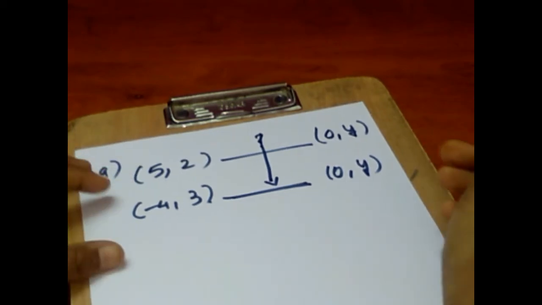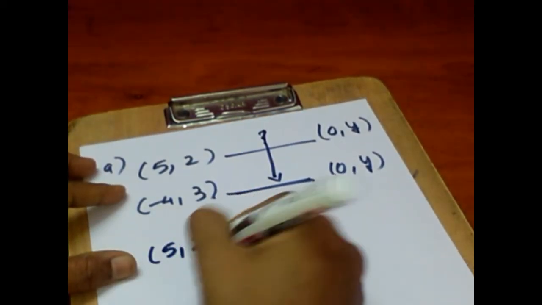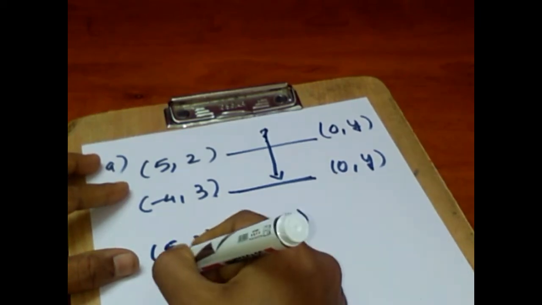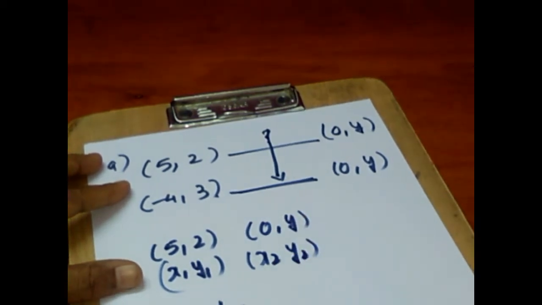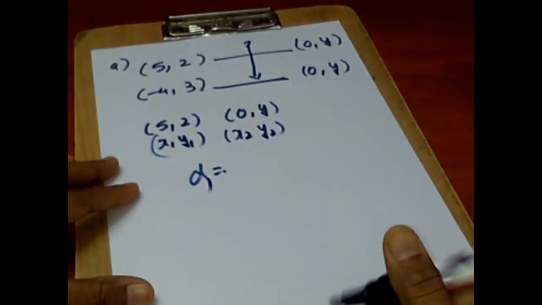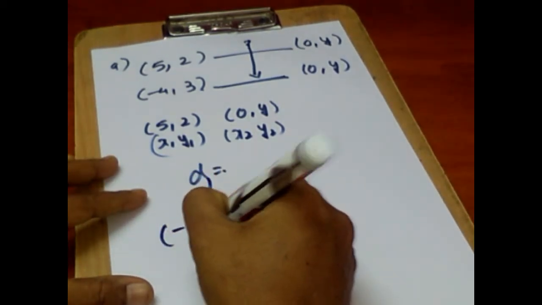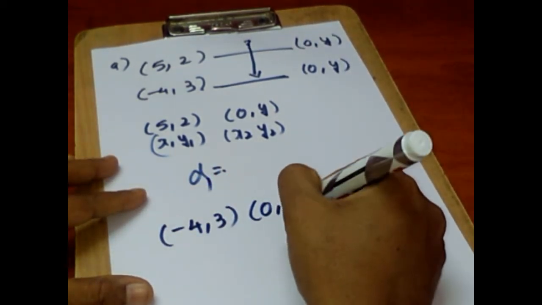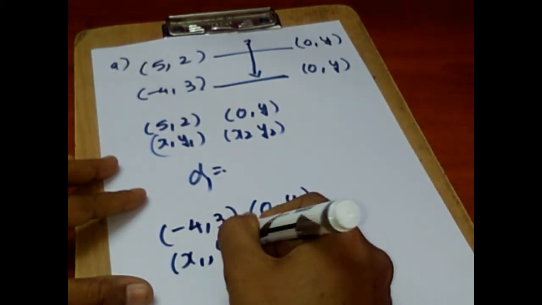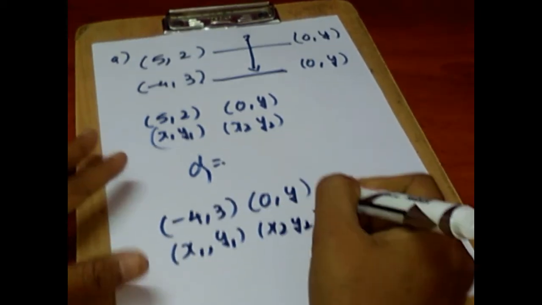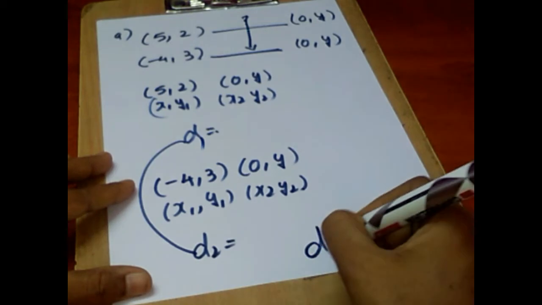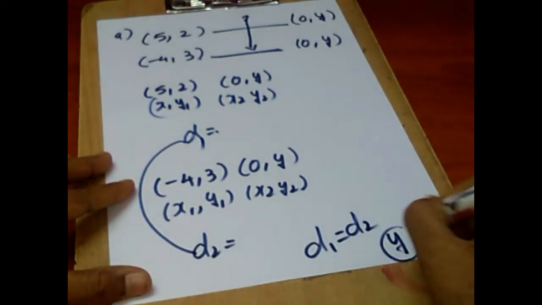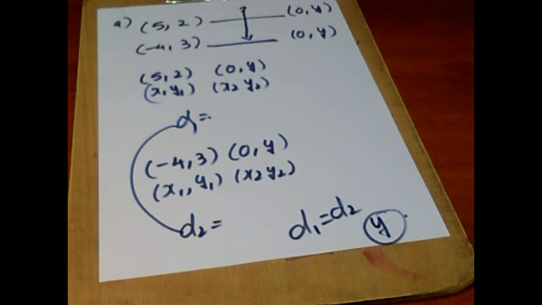So as like previous problem, children, first consider 5, 2 and 0, y. Mark it as x1, y1, x2, y2. Find out what is d1, that is distance between given 2 points. Second case, consider minus 4, 3 and 0, y. This is x1, y1 and this is x2, y2. Calculate d2. As they are equidistant to each other, equate d1 and d2 and hence find the value of y. So this problem is marked as homework to do it in the classwork itself.